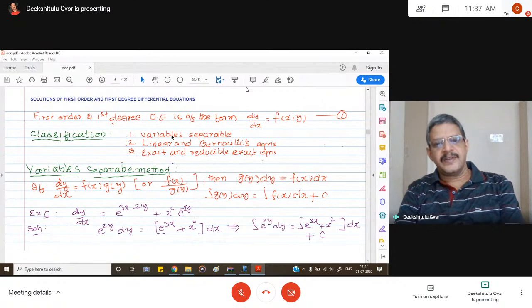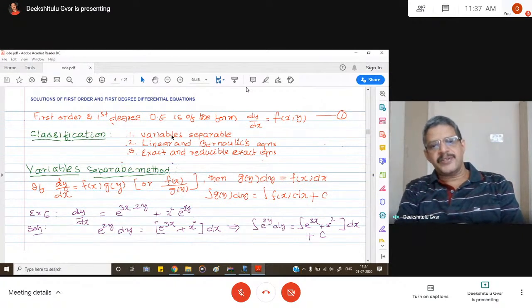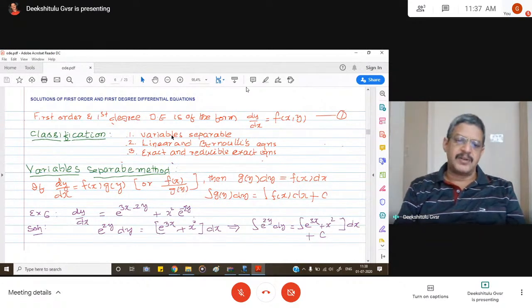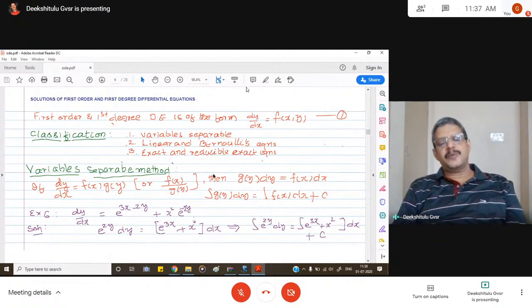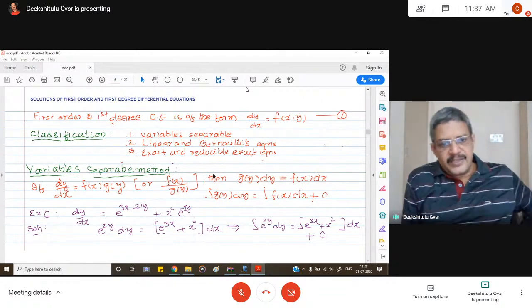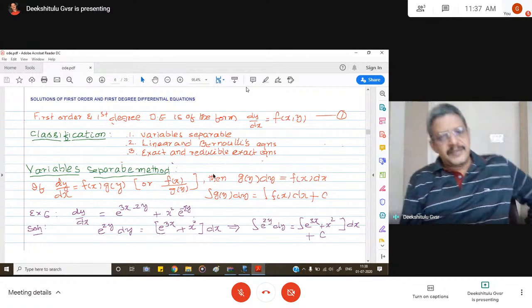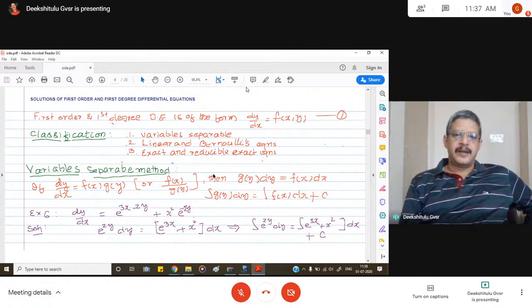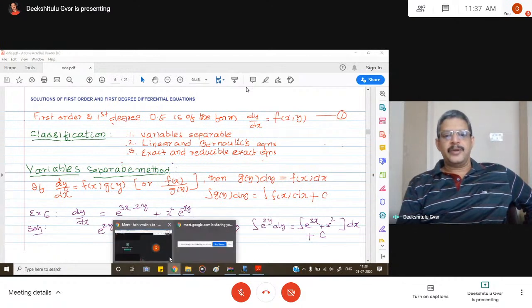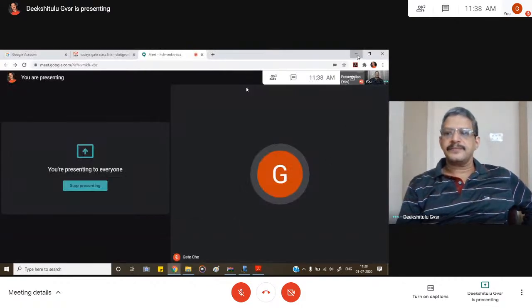The second one is linear and Bernoulli's equation. In between there is one more form called homogeneous equations, but those equations are very lengthy. Anyhow, homogeneous equations can be solved using exact and reducible to exact forms also. That's why I'm not discussing that. So our basic discussions are variable separable, linear and Bernoulli, and exact and reducible to exact equations.